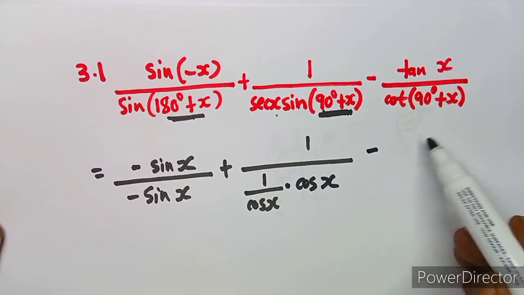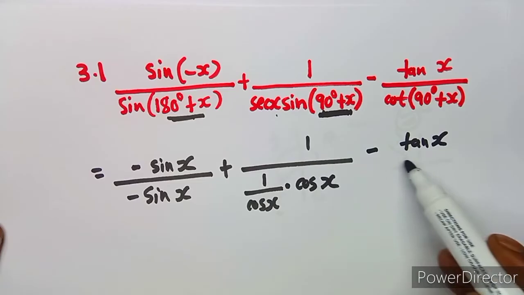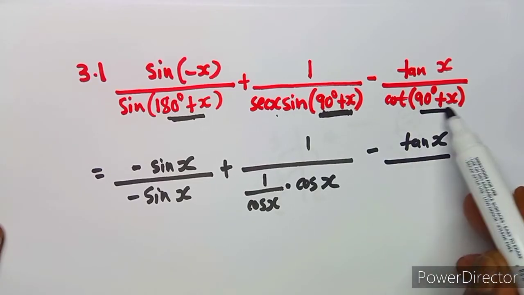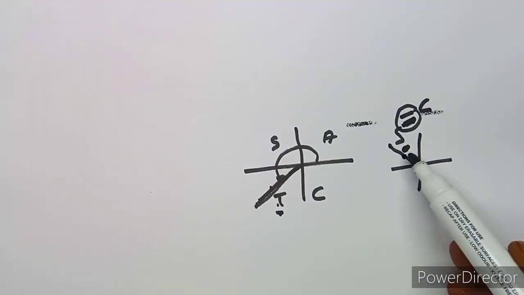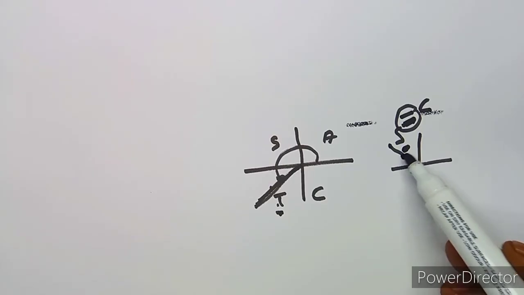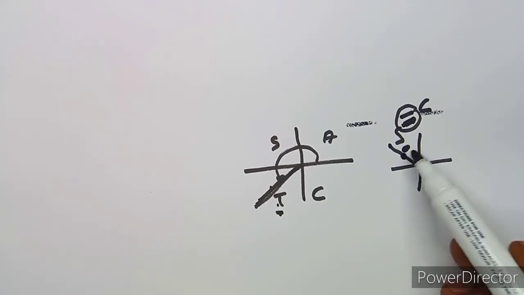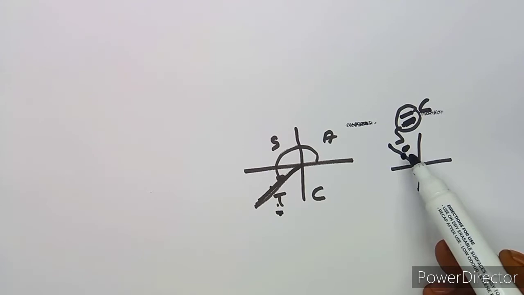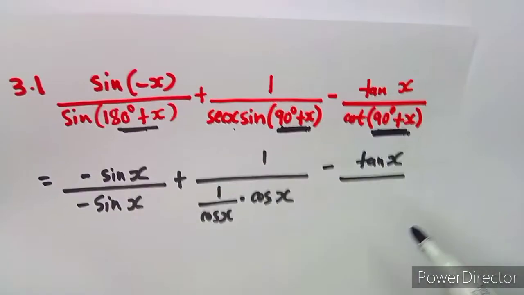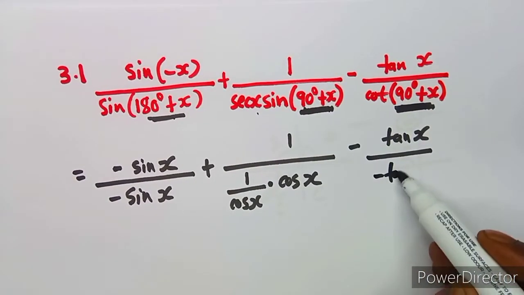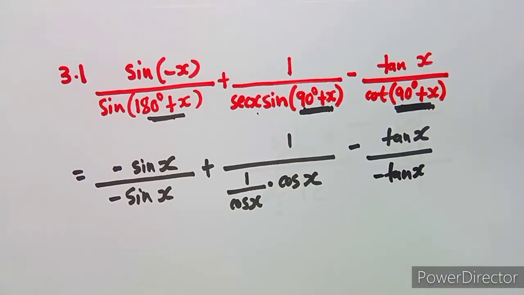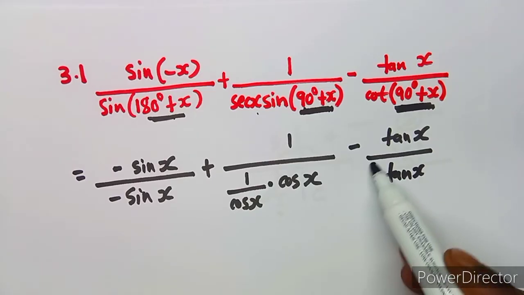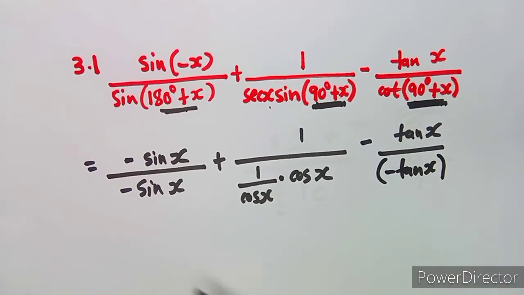Okay, then we have minus tan x, everything over cot x, also cot 90 plus x. Remember, 90 plus x is in the second quadrant, and cot is 1 over tan. Tan in the second quadrant is negative, so this is going to be negative tan x. Remember, cot 90 plus x changes into tan, but it's going to be negative. So that's what we have, guys.